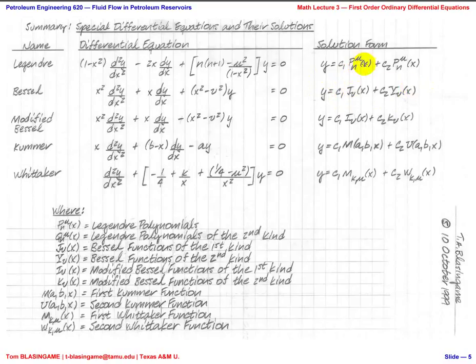All these functions are special functions already defined, by integrals or by summations, or it depends from function to function. Most of these are already programmed either in MATLAB, Mathematica, or even in Excel. For example, here, these are the Legendre polynomials. And this U over here means the order of the Legendre polynomial.